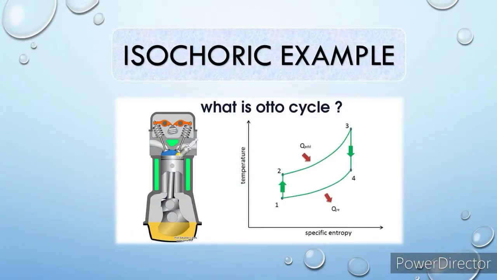So one example of isochoric is the Otto cycle. The Otto cycle is actually a good example of an isochoric process. In this, when the gasoline-air mixture is burned in a car's engine, there is an increase in the temperature and the pressure of the gas inside the engine. Meanwhile, the volume of the gas remains exactly the same. So that is how the Otto cycle works.